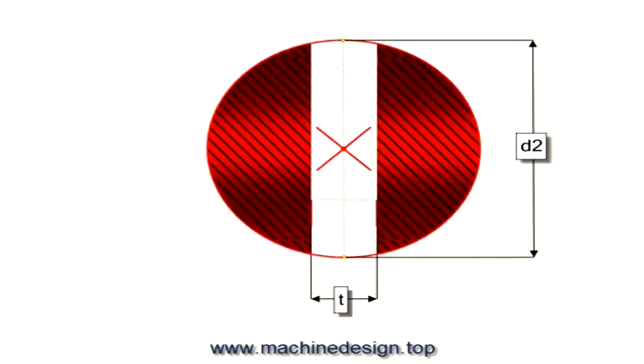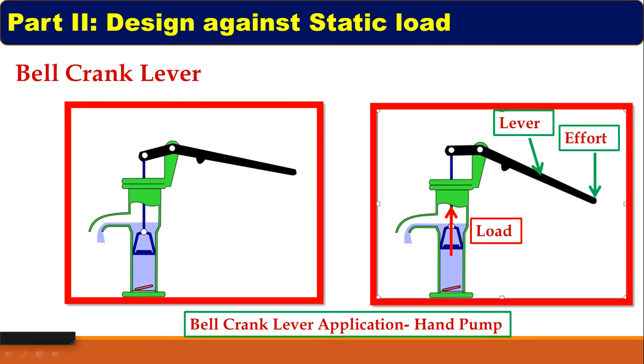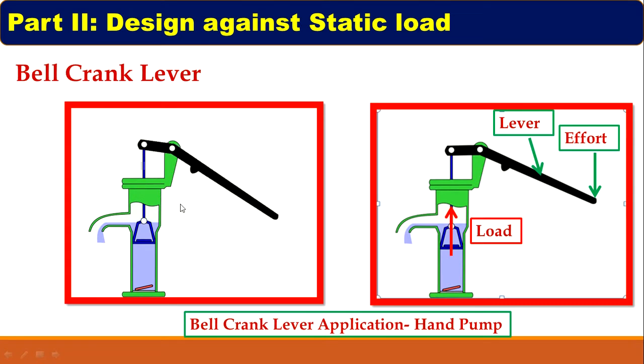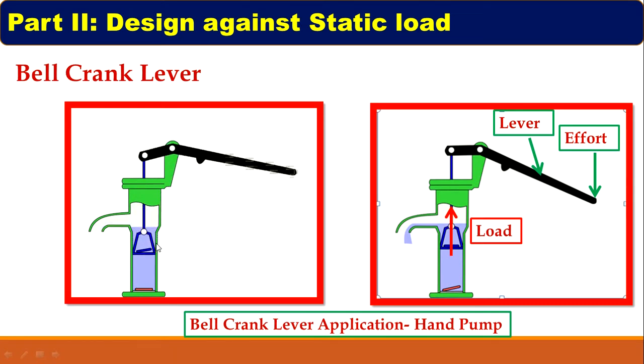Now the third component from this part 2 is the bell crank lever, and I have shown here one application of bell crank lever, that is hand pump. So many of you might have seen this hand pump and its application. So this hand pump operates like this.